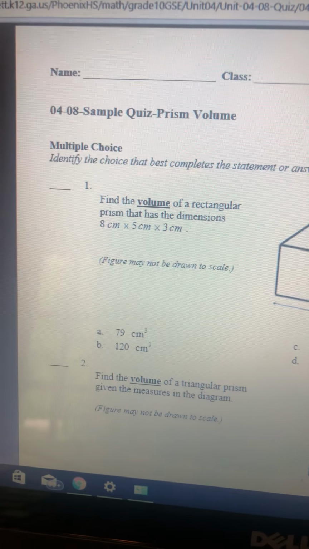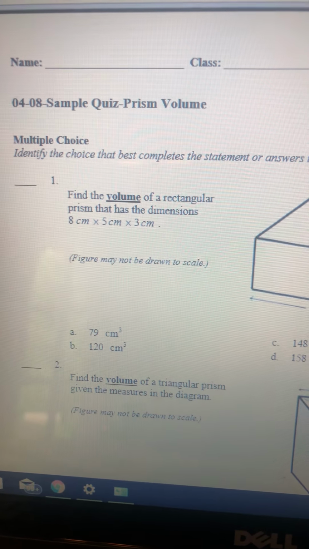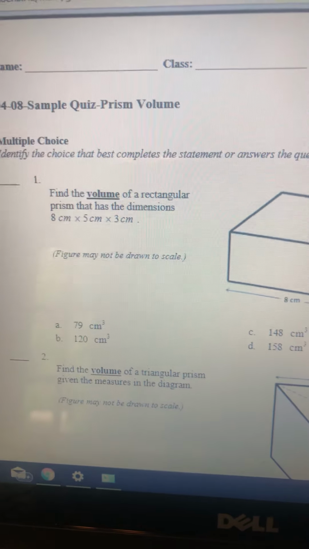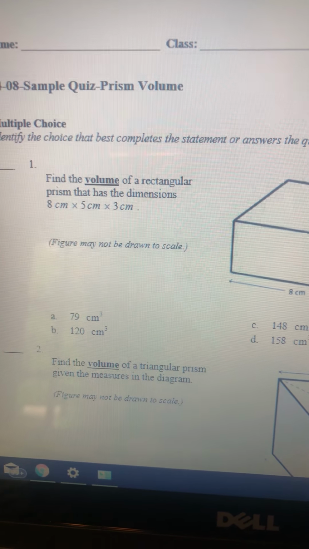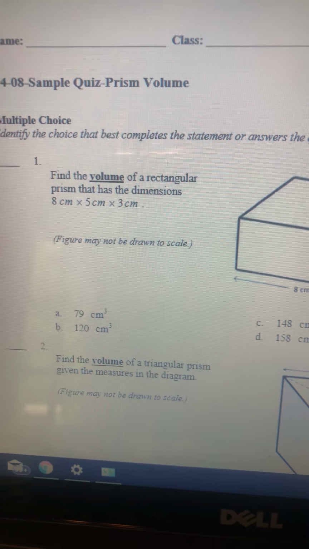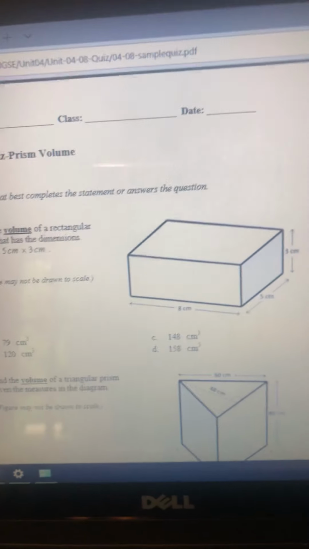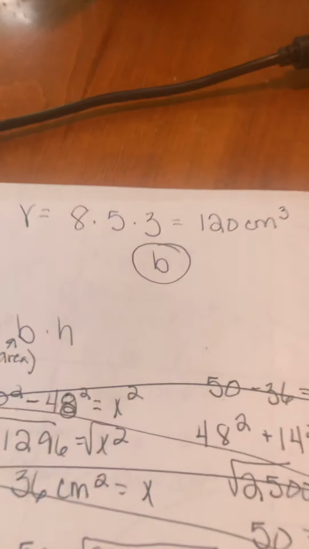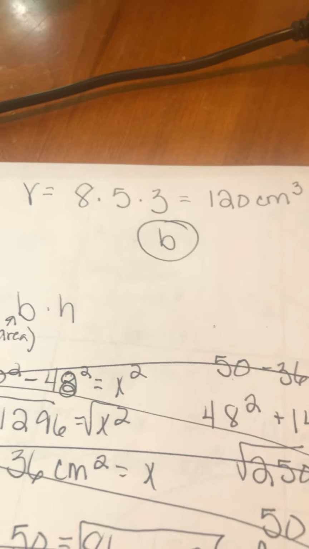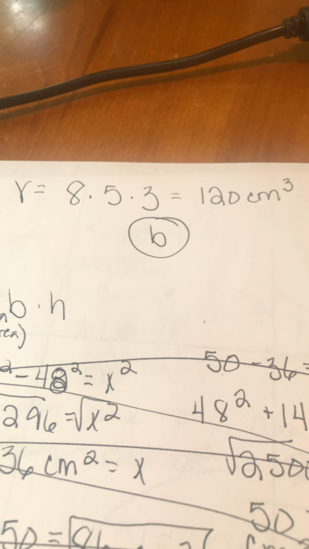First of all, let's start off with number one. So you have your sample quiz 4.8 on prism volume. Number one is the volume of a rectangular prism that has the dimensions of 8 centimeters times 5 centimeters times 3 centimeters. Basically this one's simple. You just got to multiply the 3 together and you get 120 centimeters cubed, which would be letter B. Now, let's move on to number two.